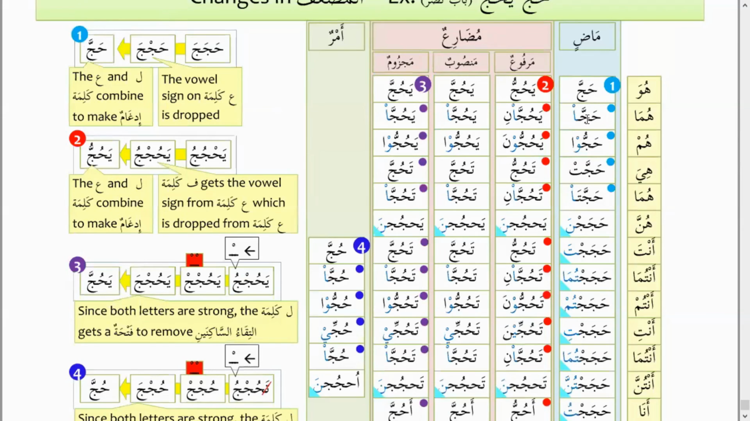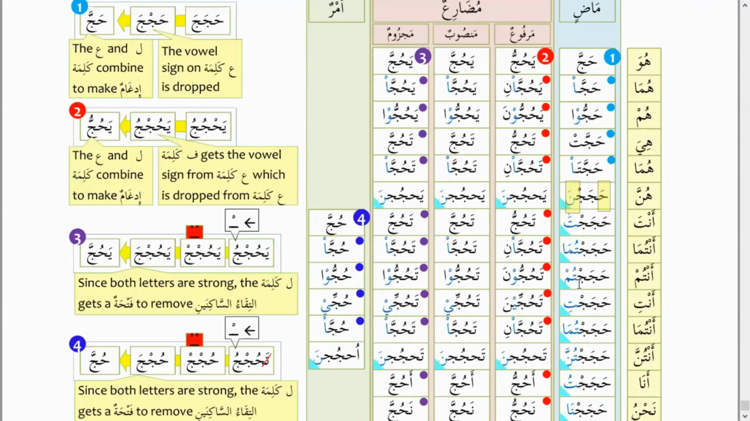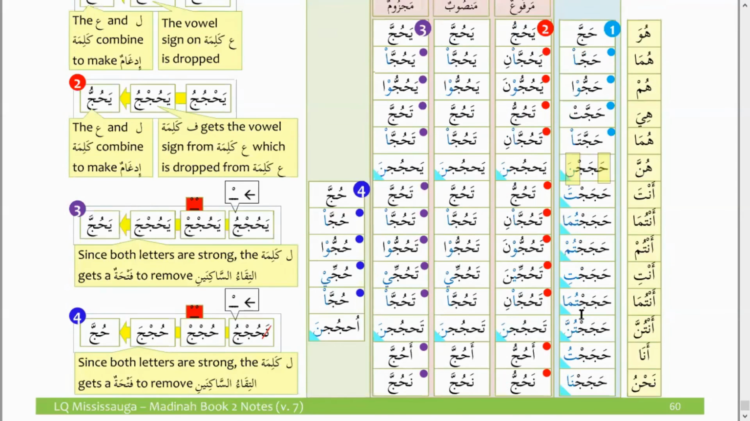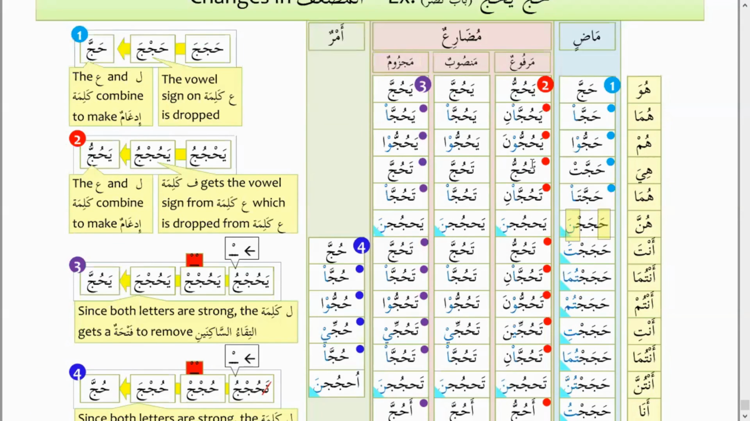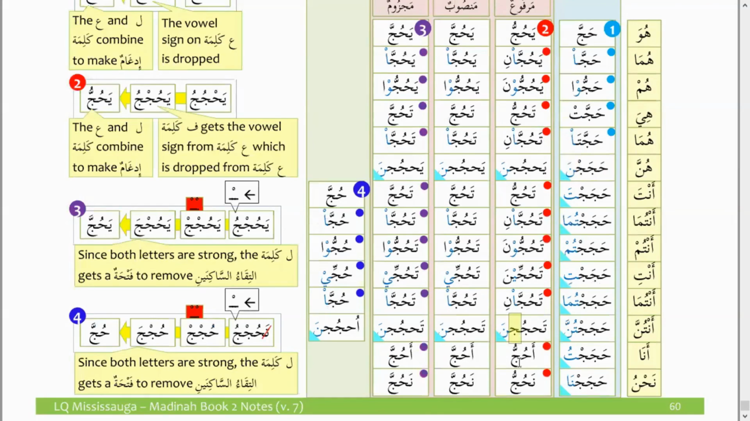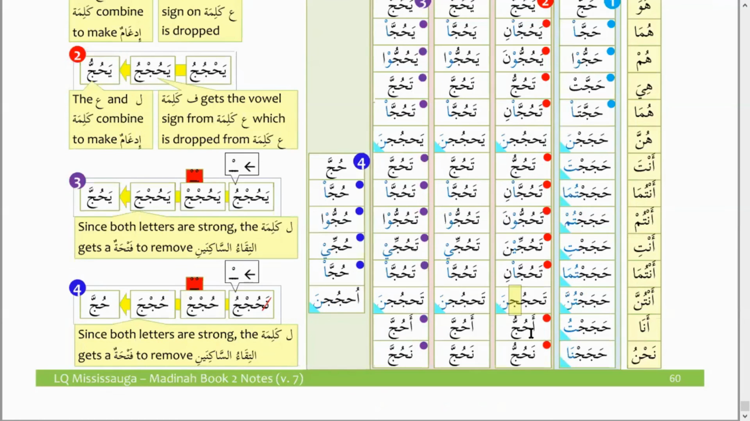Hajja, there's no change at all. Hajja, Hajju, Hajjat, Hajjata. Here we just open it up. Hajjatna, Hajjasta, Hajjastum, Hajjasti, Hajjastunna, Hajjastu, Hajjasna. Yahujju, Yahujjani, Yahujjuna, Tahujju, Tahujjani, Yahjujna. Here also it opens up. Tahujju, Tahujjani, Tahujjuna, Tahujjina, Tahujjani, Tahajjudna, Ahajjuna, Ahajju. There's nothing here. Hardly any changes. But here it changes. The fourth one, Hujja, it becomes.